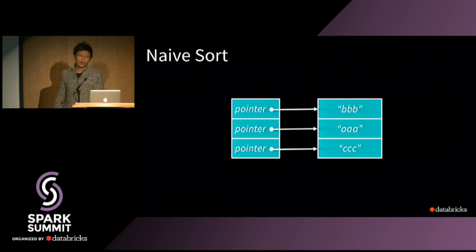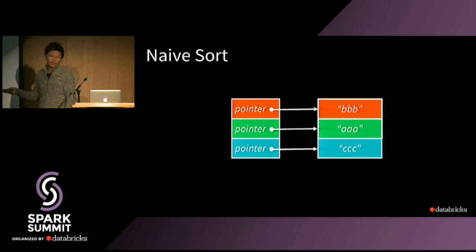First, let's see an example of a naive sort. That is how you would implement a sort. You have a memory region to keep all the pointers of your records, and then another memory region to keep the actual data. Here we have 3 records: BBB, AA, CC. When you want to sort these records, first you pick 2 records and do a comparison.